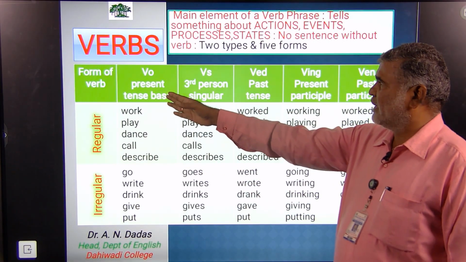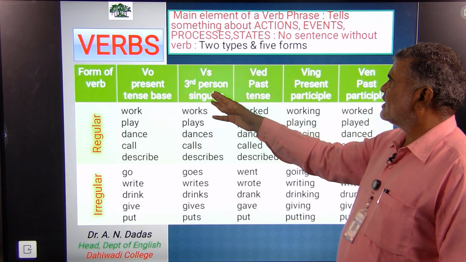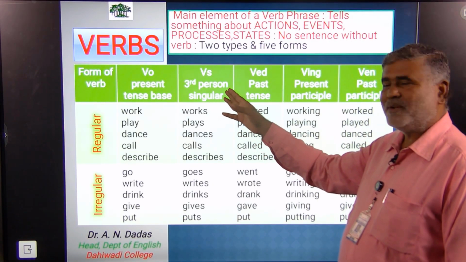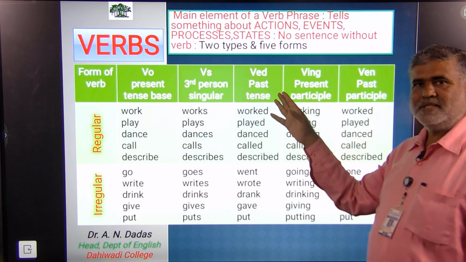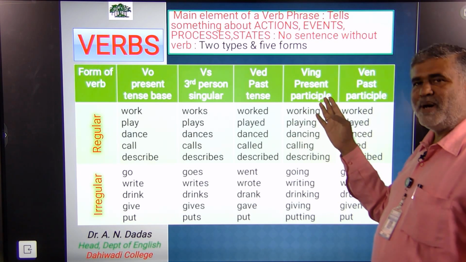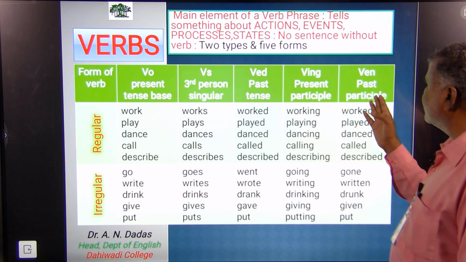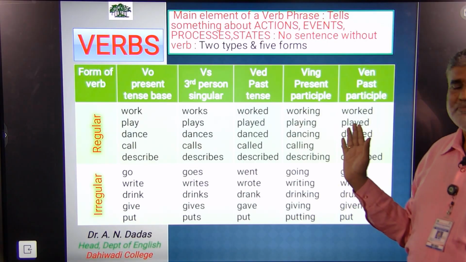V0, that is the present tense base. VS, that is third person singular. VED, that is past tense. VING, that is present participle. And VEN, that is past participle.